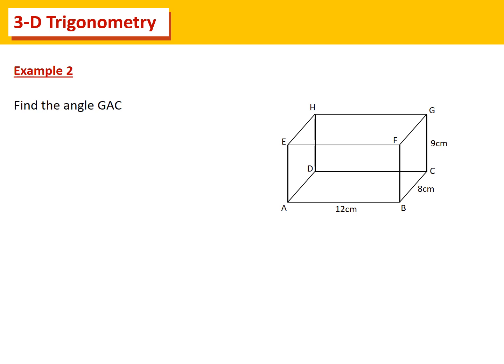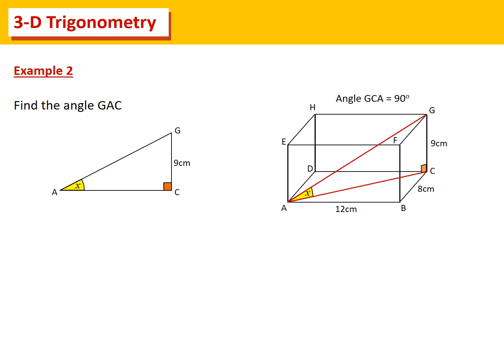Here's example 2. First thing we should do is mark the angle in from G to A to C. That's the angle marked in yellow. We'll call that X. And once again, the angle GCA is a right angle. That's a right angle triangle you can see that you've just drawn in. So we'll redraw that triangle flat. And in order to find X, we could do with finding the length AC.